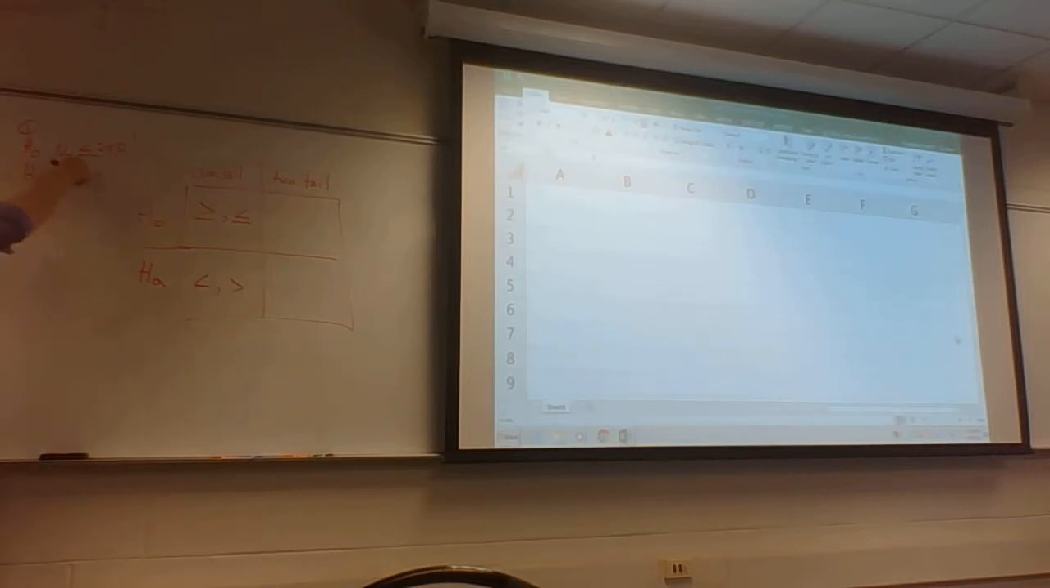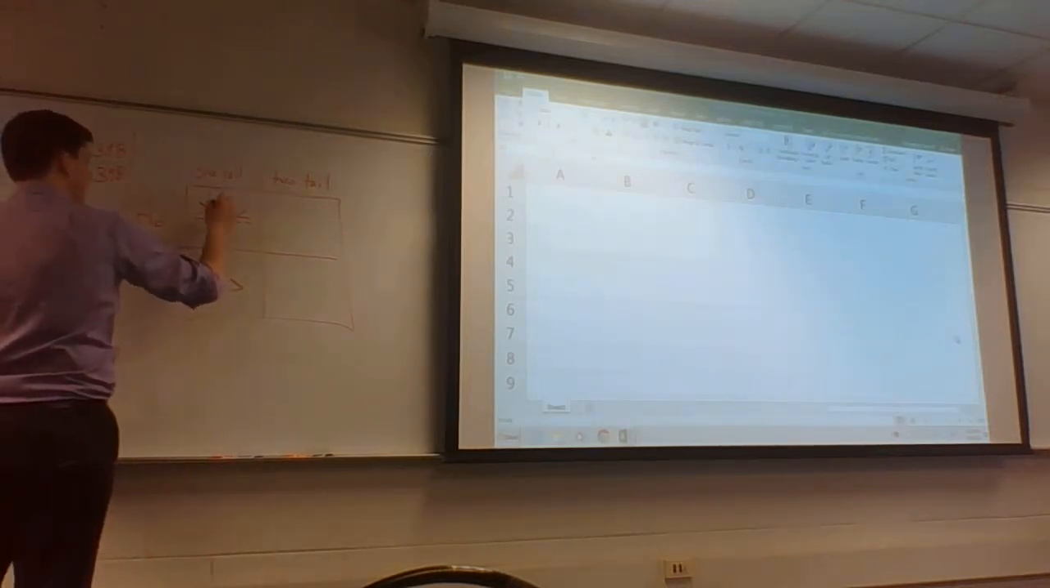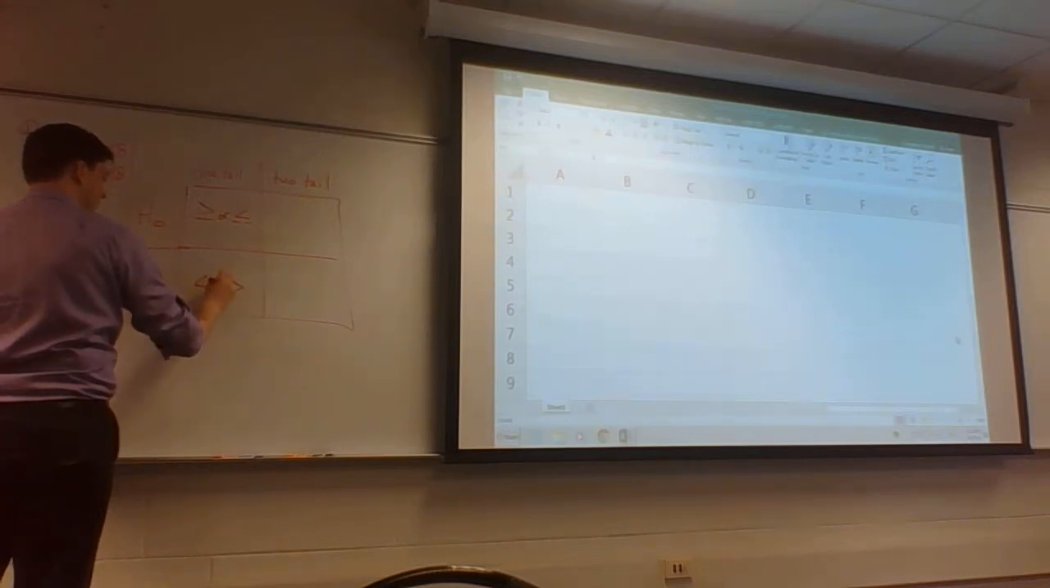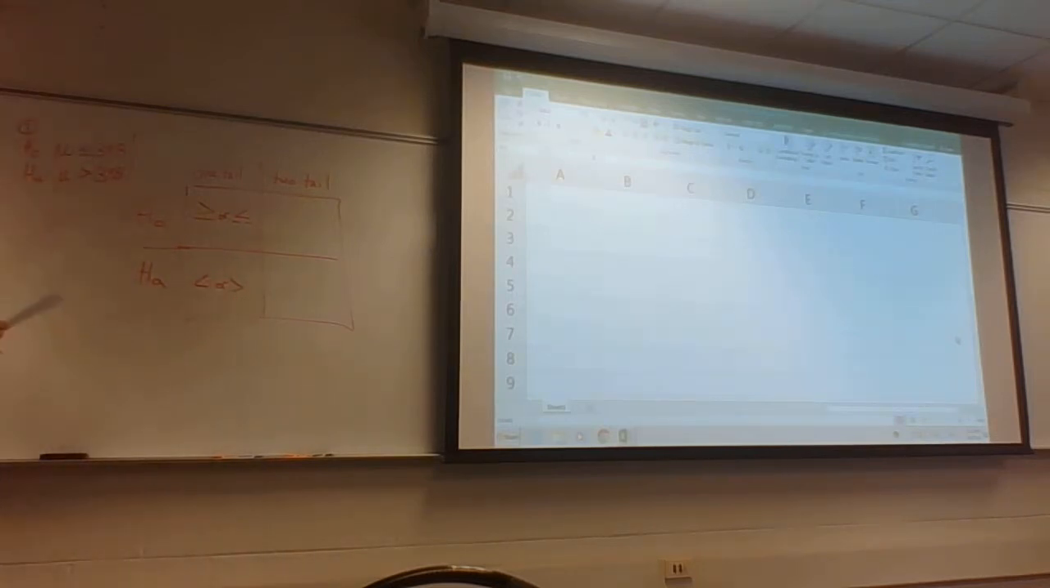Not equal to, because we can't put the equal to, right? Just greater than. So I set this up in such a way that these match, just as these match. Put them in that order. That's really all you have to worry about.